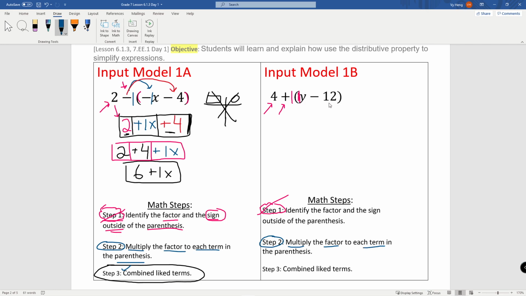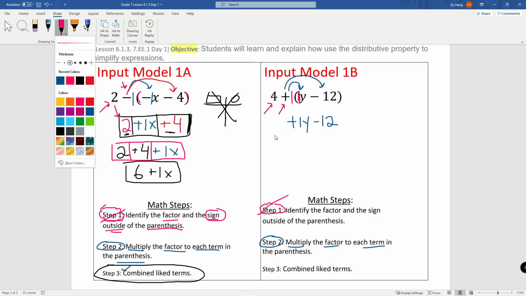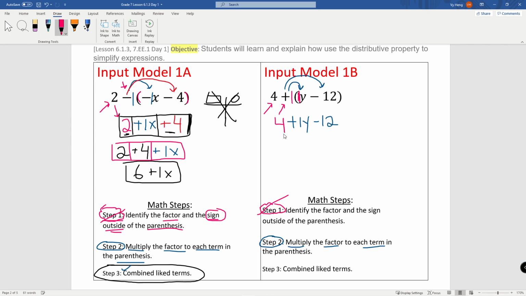The y is a term. This is a term. You're going to multiply it within the parentheses. So positive 1 times a positive 1y is going to give you a positive 1y, right? Anything times 1 will give you itself. And then you're going to multiply the positive 1 times a negative 12, which will give you a negative 12. And then you're going to bring down what's left over. What's left over? Right here, the 4. So 4.